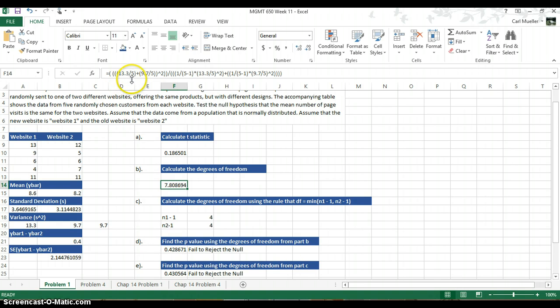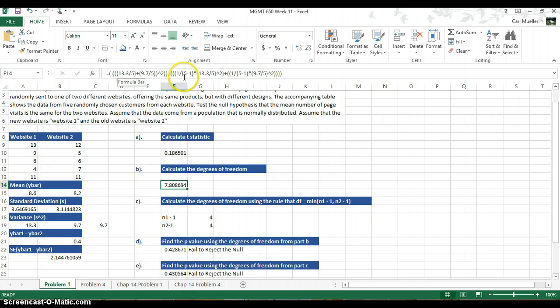Up top, 13.3 divided by 5, 9.7 divided by 5, those two squared, then divided by 1 divided by 5 minus 1 times 13.3. So what are we actually doing? What does this actually mean? This means that we're using our variances divided by n. So this is s squared 1 divided by n1, plus s squared 2 divided by n2, and this whole addition is squared. This part is your numerator, and this part right here is your denominator.